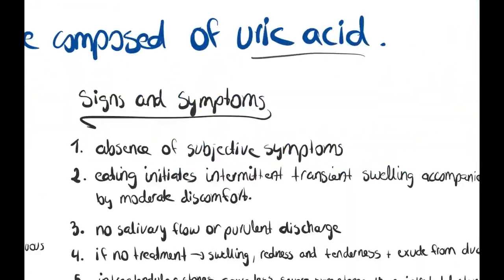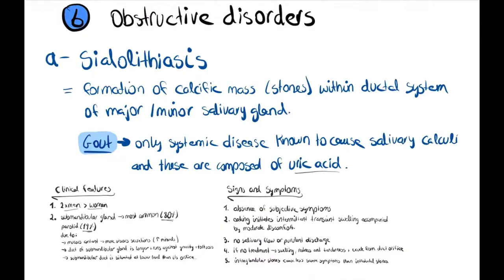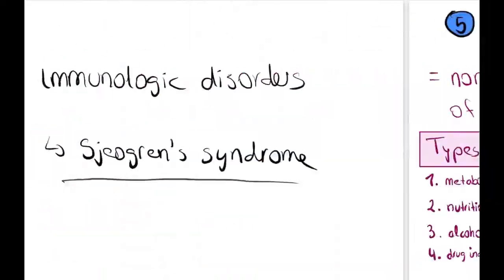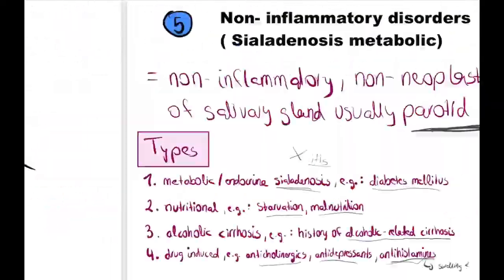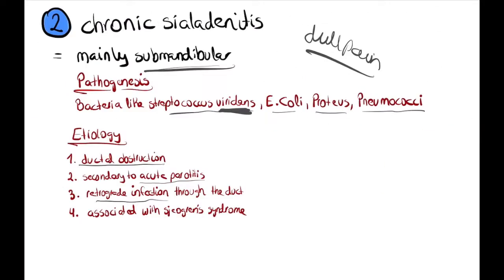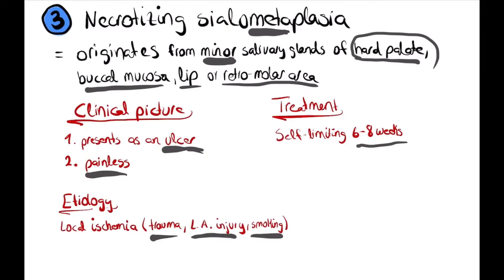The signs and symptoms. We have actual absence of subjective symptoms. Eating initiates intermittent transient swelling accompanied by moderate discomfort. We have mentioned this, something similar during mealtime. This was also due to the submandibular gland. This was the chronic sialadenitis, which leads to swelling unilaterally or bilaterally during mealtime. So the submandibular gland, don't forget, it swells during mealtime.